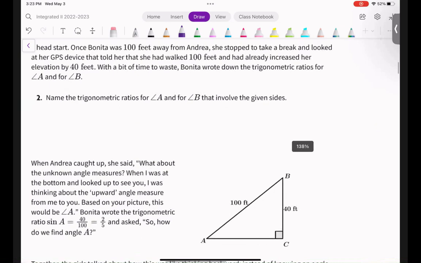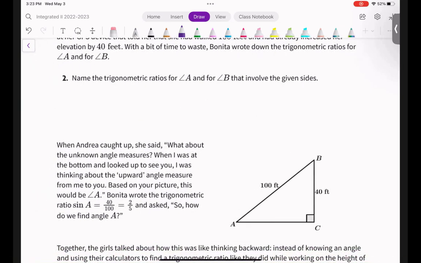So here they're very kind. They drew you a picture. And they want you to write out the trig ratios using angle A and angle B given these two sides, right? So here again, if you're unsure, then I always go like this: sine, cosine, and tangent. And then I figure out which one is useful to me. So let's see. For sine, they gave me the opposite and they gave me the hypotenuse.